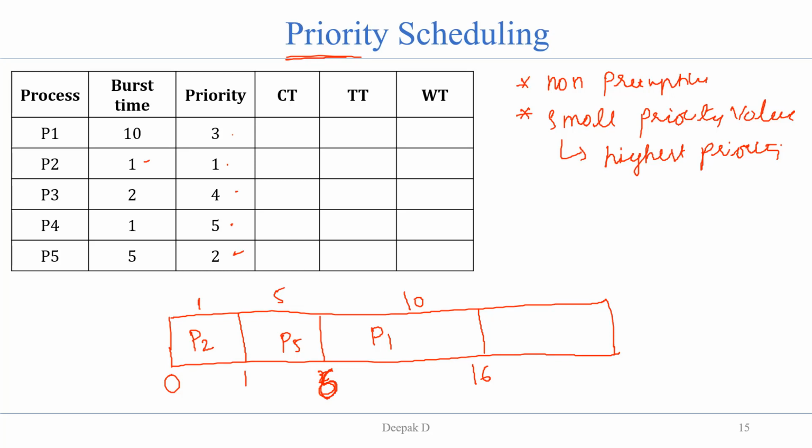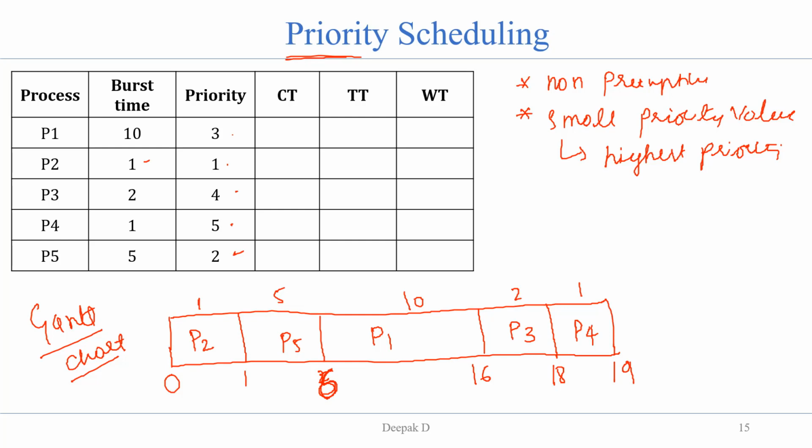Next is P3, which is having only 2 burst time. So it is 18. And the last is your P4. What is the value? It is having only 1 millisecond of burst time. So it is completed at 19 milliseconds. So this is the Gantt chart. So once you are perfect with this, you can easily identify these values.